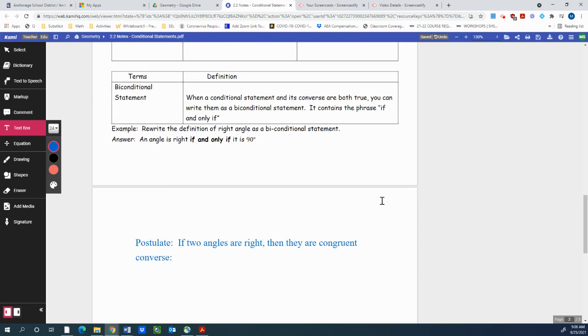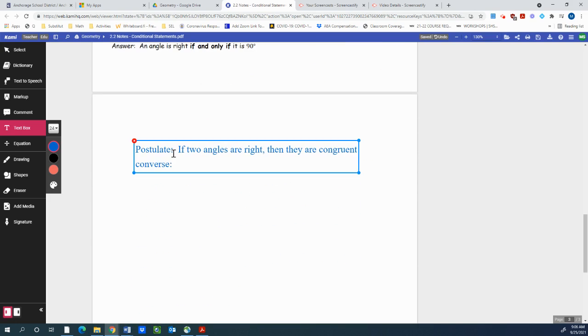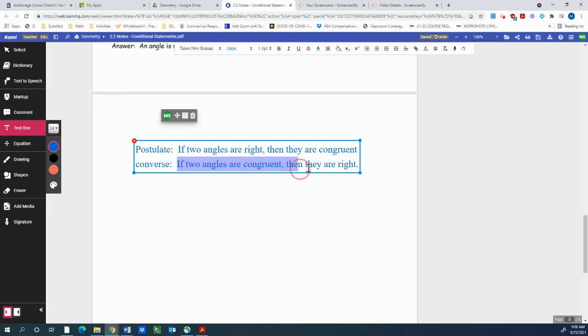This is not actually on your notes. I'm just going down here. So we had a postulate that we were using in our two-column proofs that said if two angles are right, then they are congruent. If you try to take a converse of that, it says this: if two angles are congruent, then they are right. That is not true. I mean, it might be true, but that is not true 100% of the time. There's a lot of congruent angles that don't have to be right. So I'm putting a strike through on that.